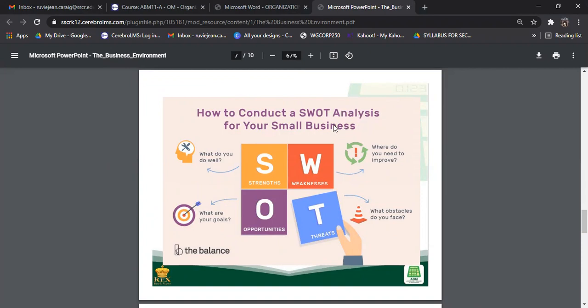Because you would see here what your strengths are, what your best practices are, the things you are able to do. And you will also be able to see your weaknesses. Where do you need to improve? Right? What are your goals, opportunities? So, those are the things happening outside.